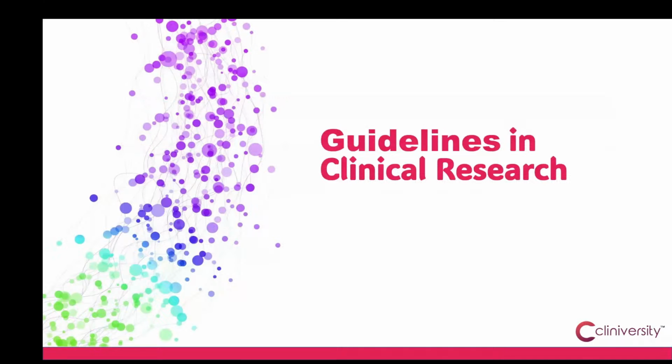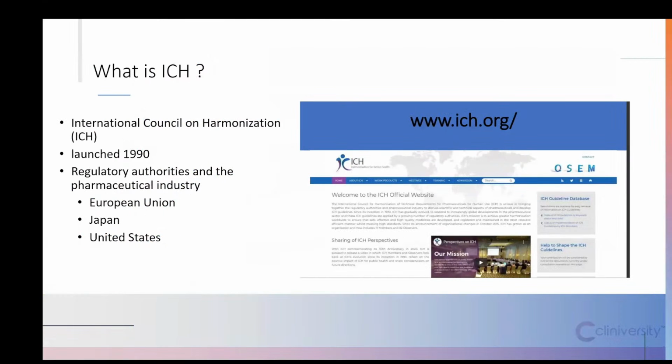Let's see the guidelines in clinical research. ICH, International Council for Harmonization. So ICH is the website where you can look for good clinical practice. When you type International Council for Harmonization in Google, it will take you to this website. That is our ICH website.